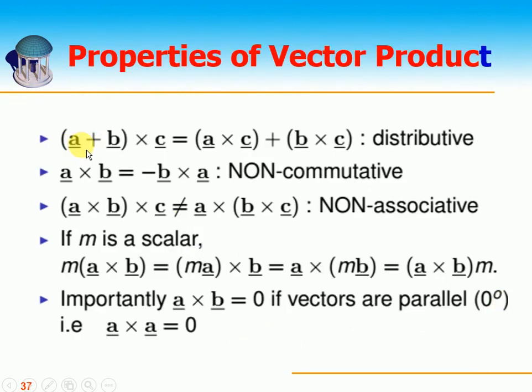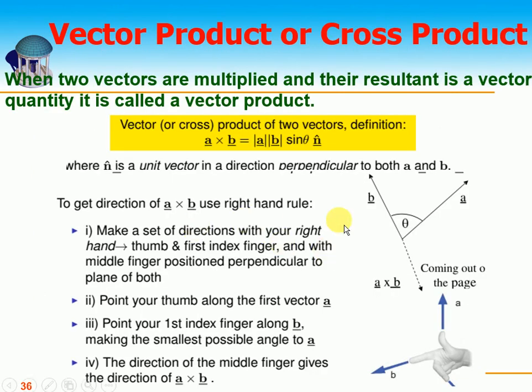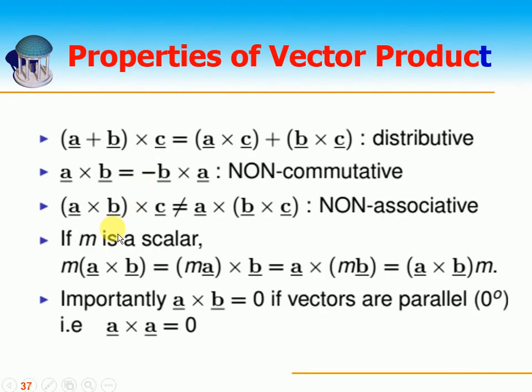Properties: of course, A plus B cross C is equal to A cross C plus B cross C. The distributive property holds. But A cross B is equal to minus B cross A, so the commutative property does not hold. A cross B and B cross A are equal in magnitude. But if A cross B, in the figure shown here from A to B, is out of the board, then B cross A is into the board. So the direction is opposite. Similarly, the associative property does not hold.